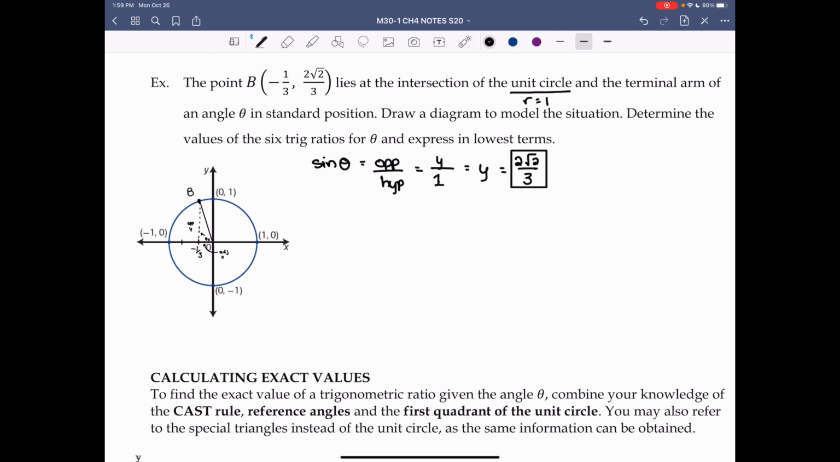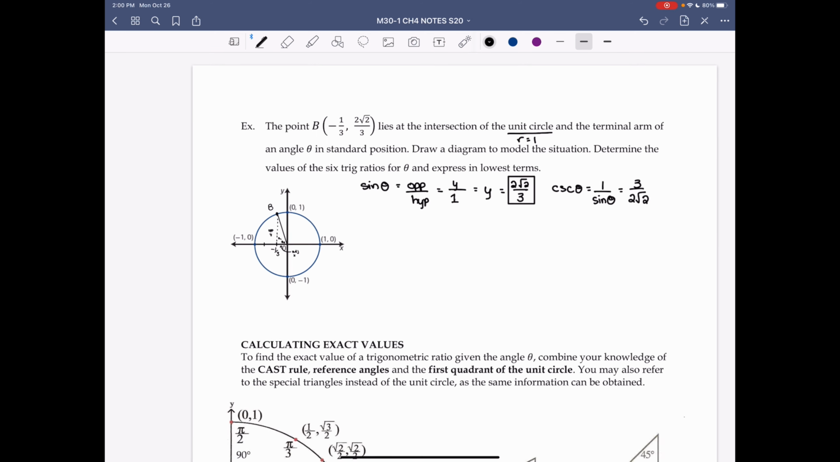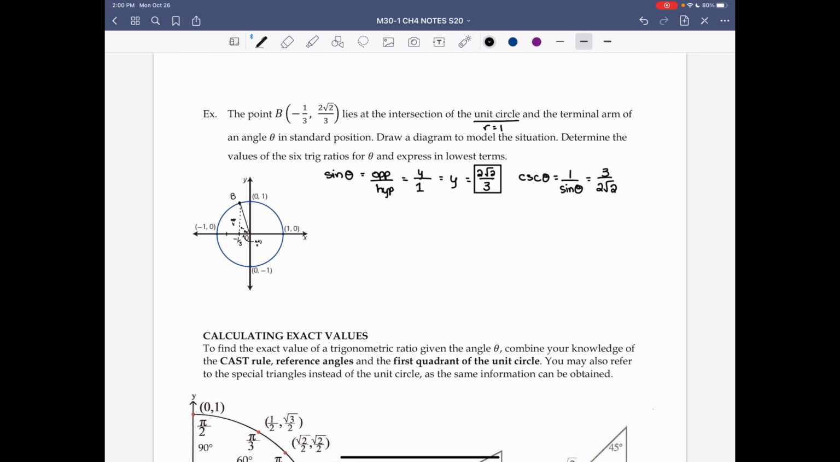Then I can do the reciprocal function, or the secondary function, for sine theta, which is cosecant theta, which is 1 over sine theta. So the reciprocal of what we got for sine theta, which would be 3 over 2 root 2. And then I can rationalize the denominator by multiplying by root 2 on top and bottom. And I get 3 root 2 over 2 times 2, which is 4.